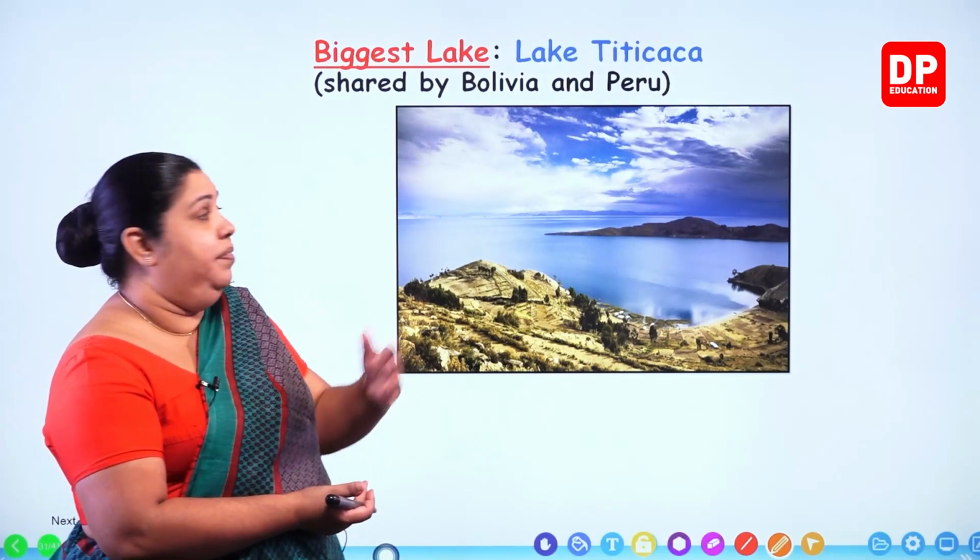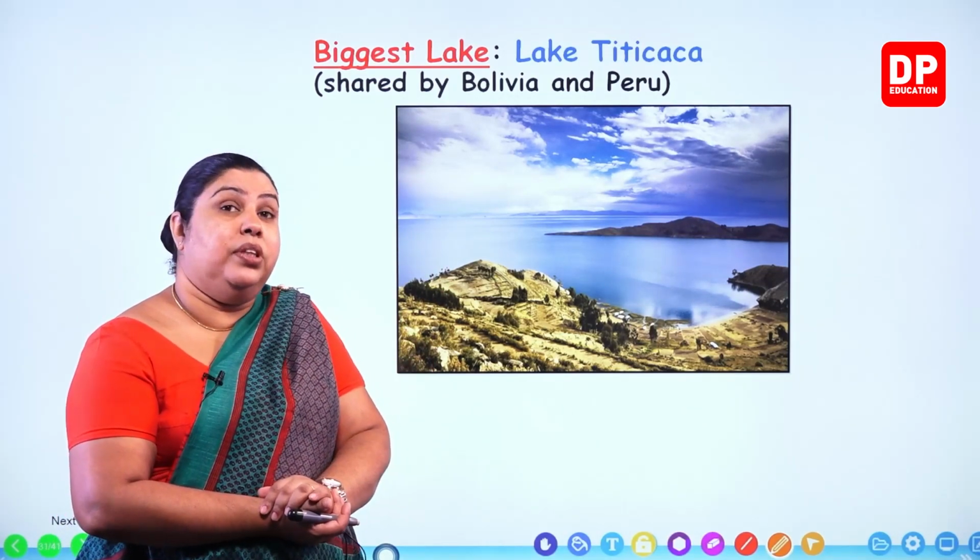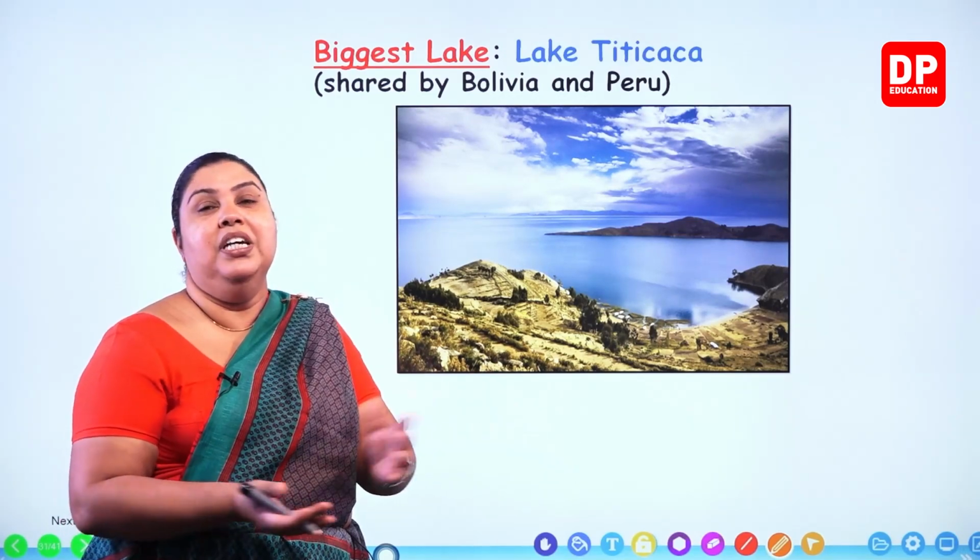Now when we compare our country to the South American continent, it's a huge landmass.